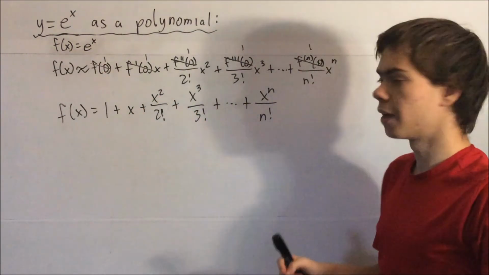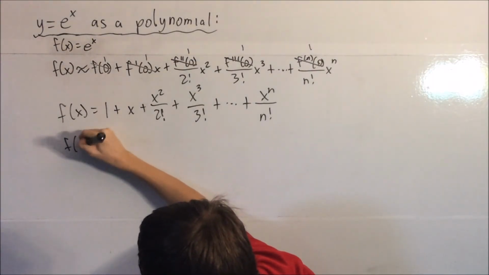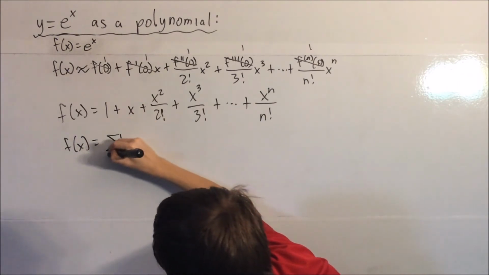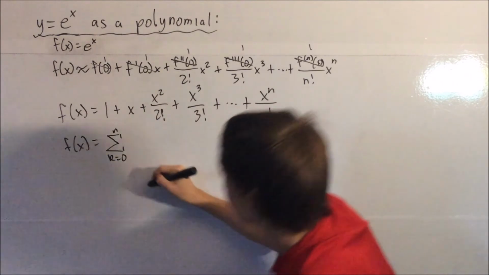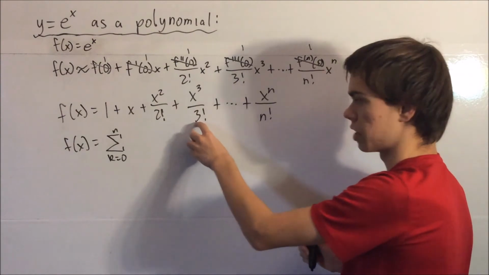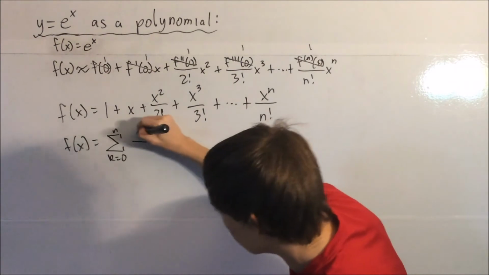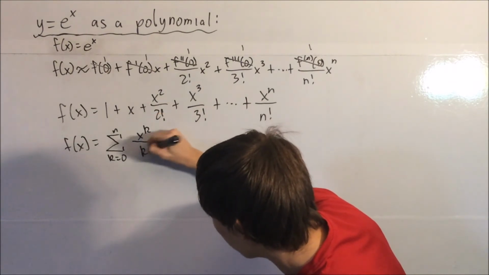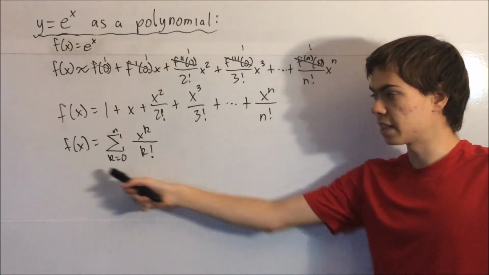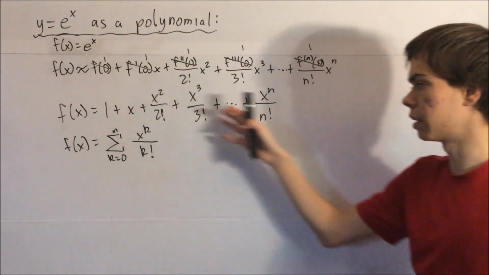And of course, we are just going to write this in summation notation, which would simply be f of x is equal to the sum from k equals 0 to n. So I'm going to use k in terms of these values right here that are increasing by integer values until we reach n, right? Until we reach n. And so that means we would say this is just x to the k all over k factorial. So this is basically how we can write e to the x as a polynomial. It would just basically look like this.